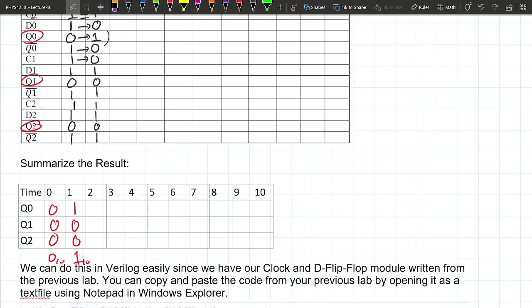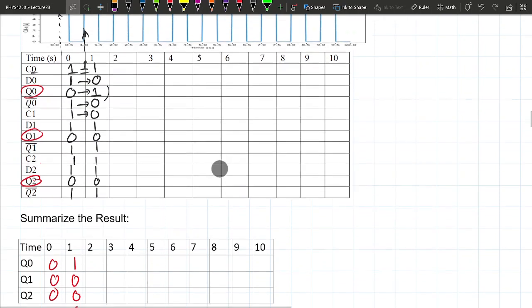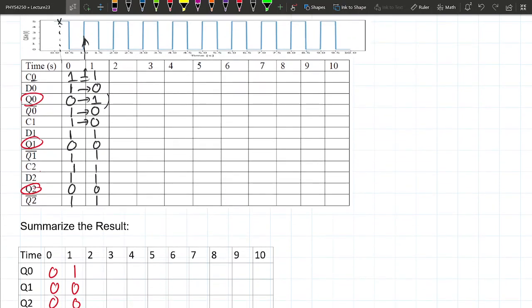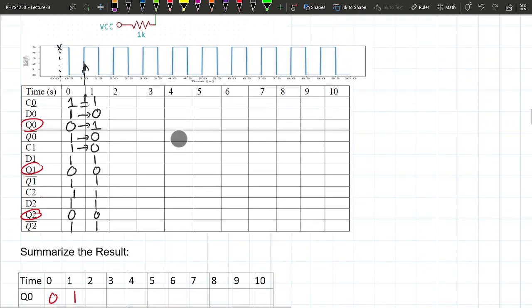Guess what the next number is going to be? It's going to be 2. As usual, I'm trying to line this up so that the clock pulse is high, so C1 is always going to be 1. You can just keep going on this. We may not go to 10 because that's going to take forever.